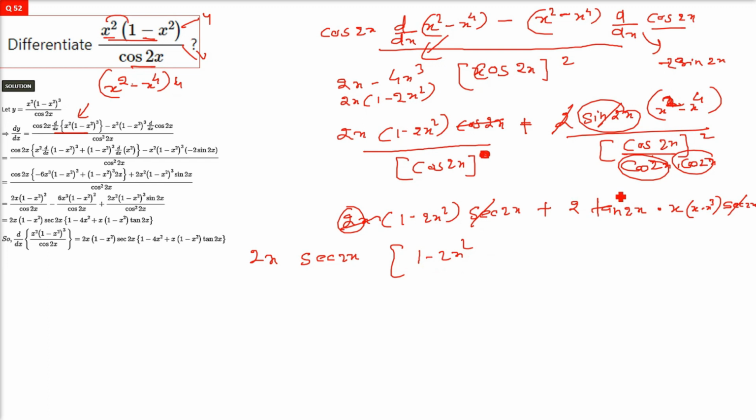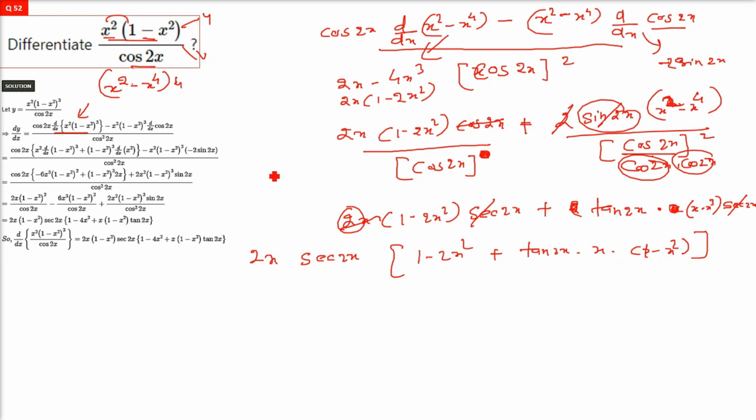This is the first term. Since we have taken 2 from here, x from here, tan 2x will remain, x minus x cube. You can write it as x into 1 minus x square. That also you can write. This is your final answer.